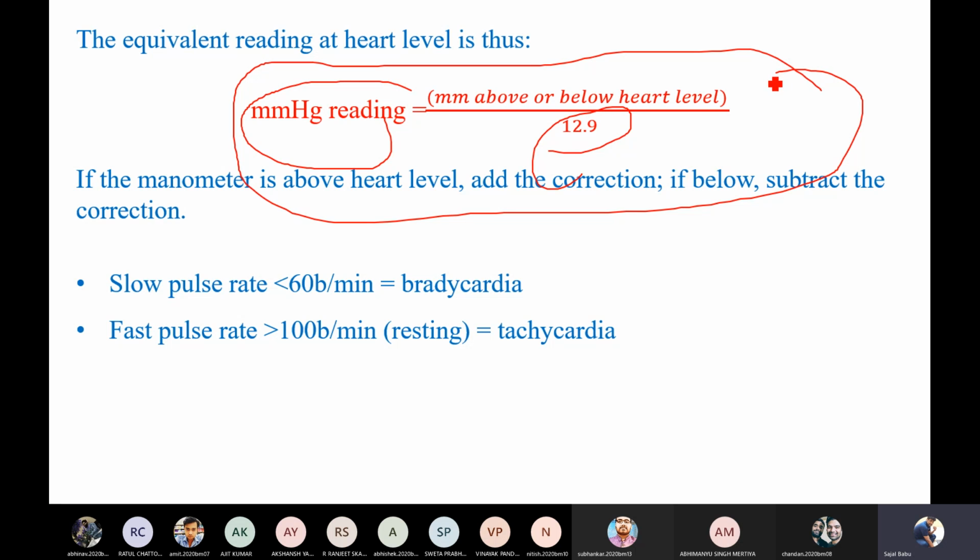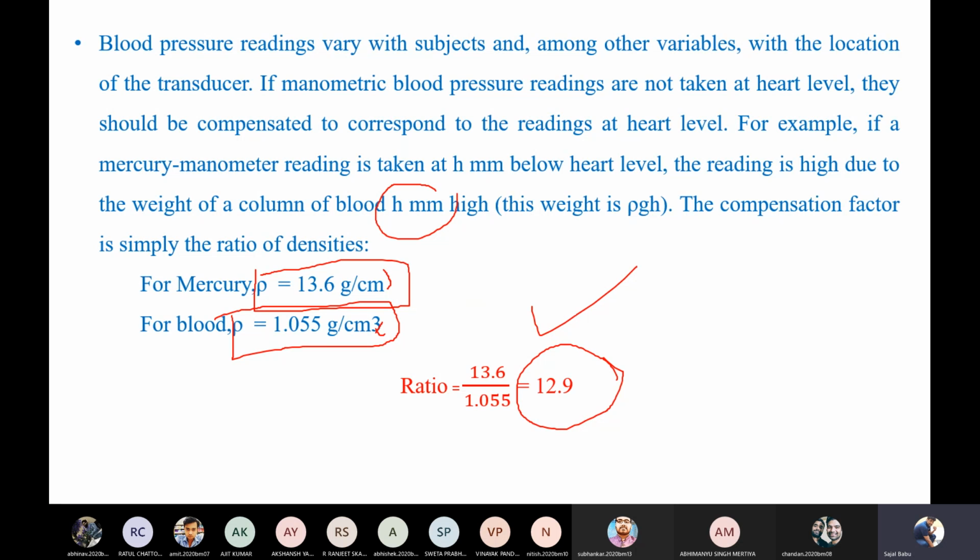Now when you measure the reading, you are going to get the systolic and diastolic pressure, right? So you will add or subtract this correction. If you took the reading above the heart level, then you add this factor to the systolic and diastolic pressure values, and if you took the reading below the heart level, then you subtract this value from systole and diastole. Have you understood? This 12.9 has been taken as the ratio of mercury to blood, because the error happens due to the gravitational force acting on the blood when you place the arm above or below the heart level.